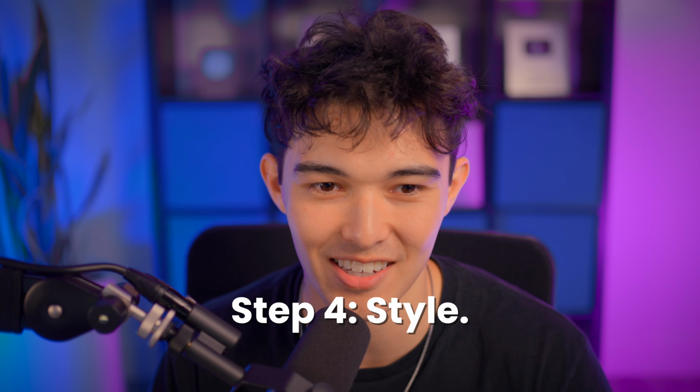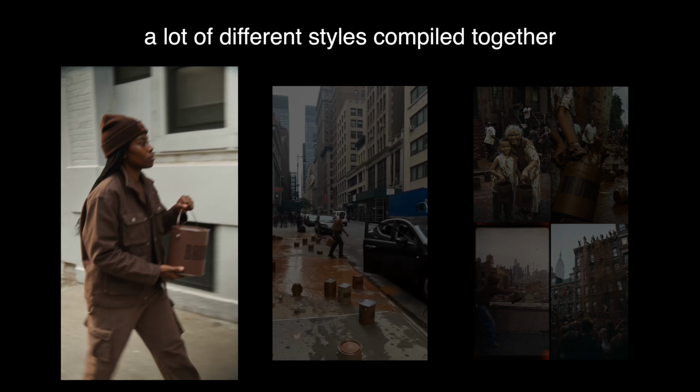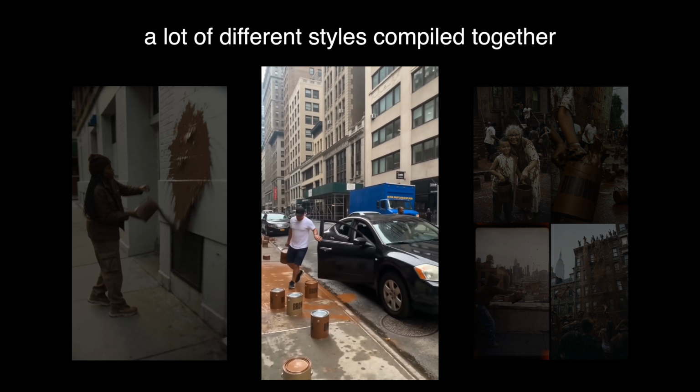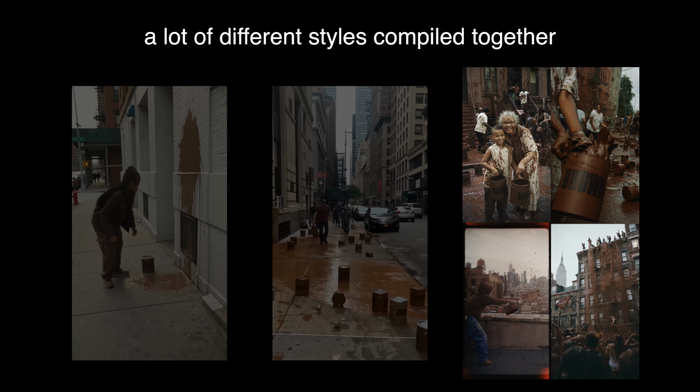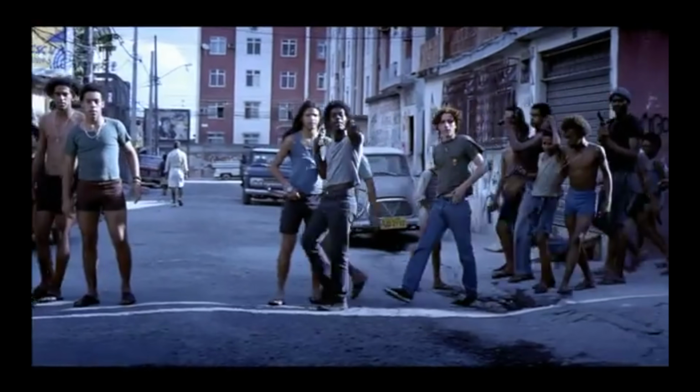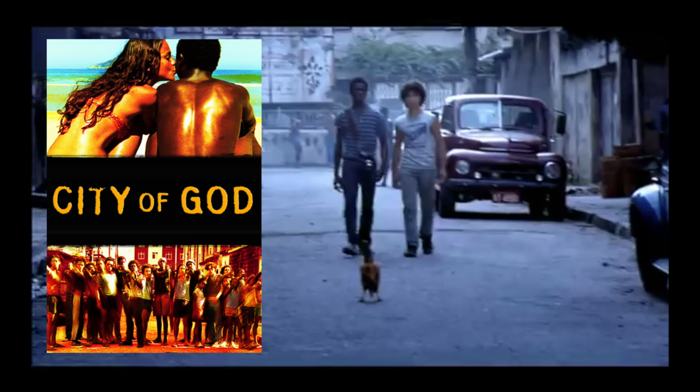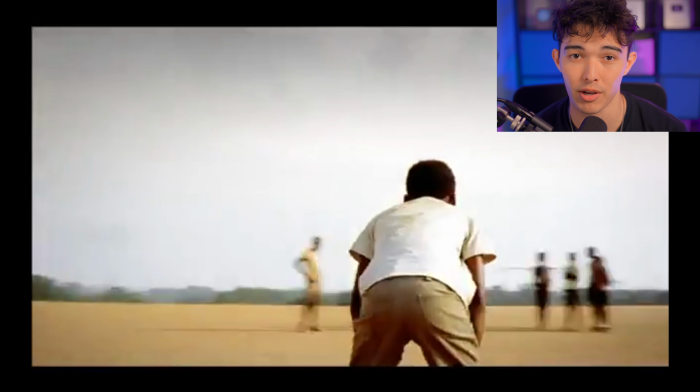Very cute. Step 4. Style. We have a lot of different styles compiled together. We've got some like low frame rate step printing. We've got some iPhone footage, some vintage photos, etc. But for the baseline style, I really wanted it to have this gritty film look, similar to the rawness of City of God, if you're familiar with that film. So what we need to do at this stage is create a style prompt that we can pass in with our video prompt.